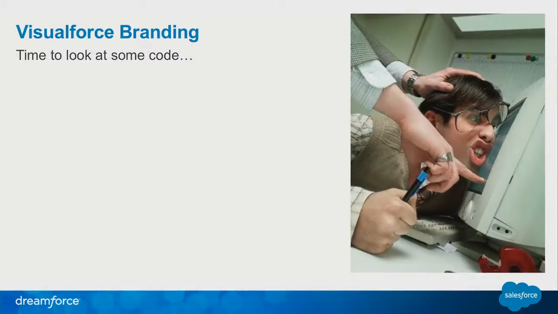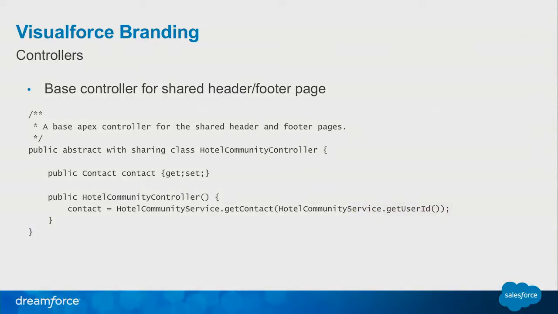So now it is time to look at some code. So the controllers, remember, we're going to have a shared header and footer, so we want to have a base controller that we're going to use here. It's got basically just a contact property, and you see when the controller is instantiated, it's calling methods on the service that we said we were going to create, this hotel community service, to get the contact given a user ID. So we have convenience methods for each of those, and we'll look at the service in a minute. But basically, this base controller is going to get a contact and hang on to it, so we can get all the information out of the contact that we need.